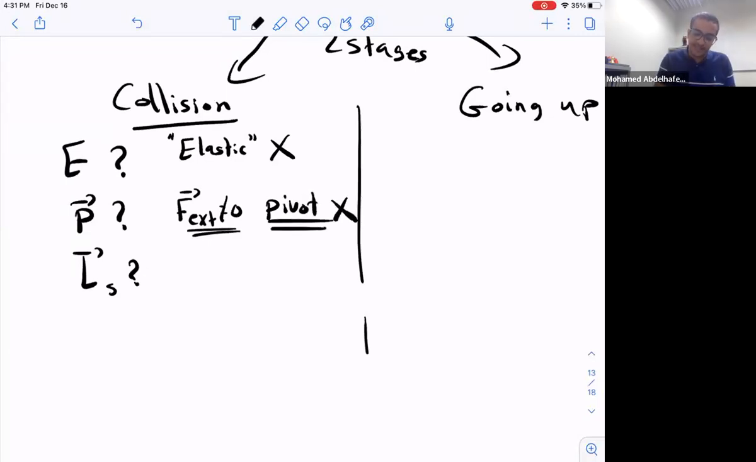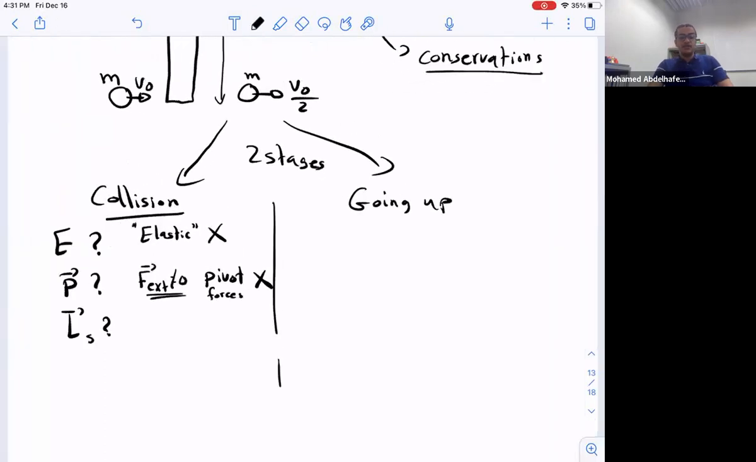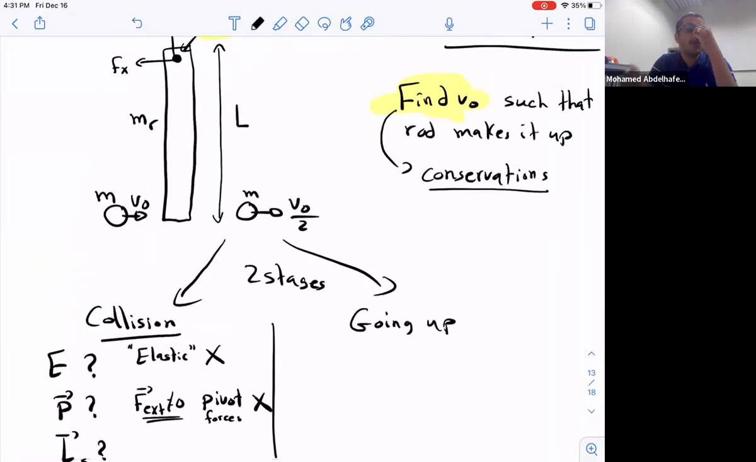So, pivot forces, let's say, so that you can see it easily here, there are pivot forces. So momentum is not conserved. These kinds of problems, when you have a collision with a rigid body, ask yourself this question: do I have a pivot or no? If I do, momentum is not conserved. If I don't, momentum is conserved.